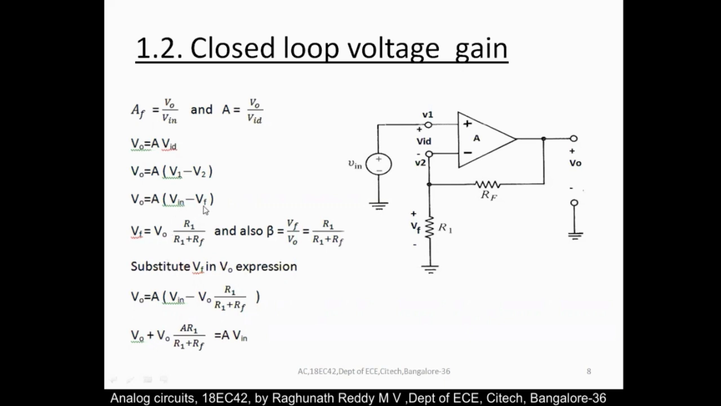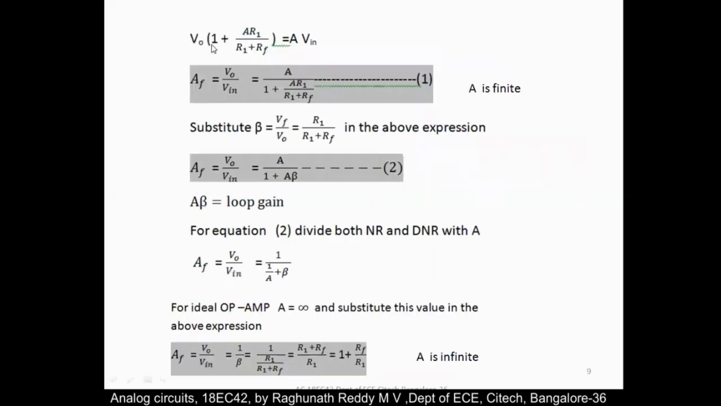Substitute VF value in this expression. So V0 equal to A into V in minus V0 into R1 divided by R1 plus RF. Multiply A and take this term to the left hand side of the expression, so that V0 plus V0 into A into R1 divided by R1 plus RF, that is equal to A times V in. From the left hand side, take V0 common, so V0 into 1 plus A into R1 divided by R1 plus RF, that is equal to A times V in. We have to calculate V0 by V in, so this goes to the denominator: A divided by 1 plus A into R1 divided by R1 plus RF. This is nothing but closed loop voltage gain when A is finite.